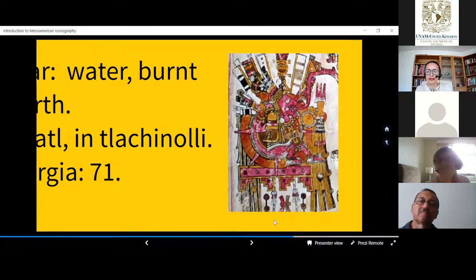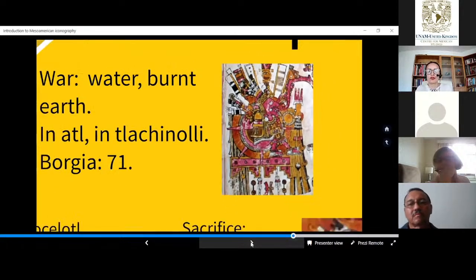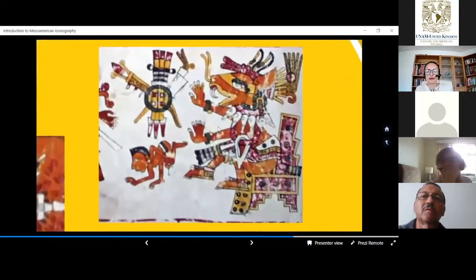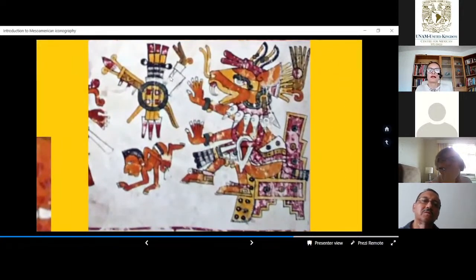So these elements are not just water, like that. It's a metaphoric concept. The same when we see weaponry. When they display the shield and the arrows, obviously it is related to war, but also in these images they can include other elements, for example the flag that we can see here, or they could include another weapon to reiterate, to make clear that what they are trying to express is war.